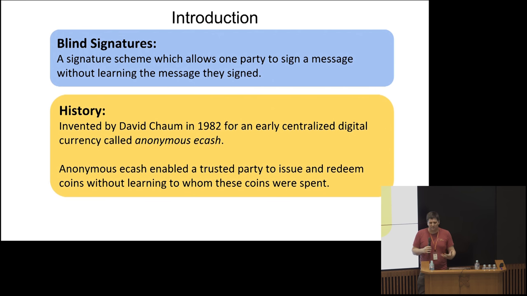And the idea behind anonymous e-cash and the reason that it uses blind signatures is that it enabled a trusted party, such as a bank, to issue these coins. And the bank couldn't tell how the coins were spent. So the bank would know, I issued some coin to Alice. The bank would know that Bob redeemed some coin at the bank, but the bank would not know that Alice paid Bob. It would not be able to link the two coins. And so to explain blind signatures, I'm first going to explain anonymous e-cash.